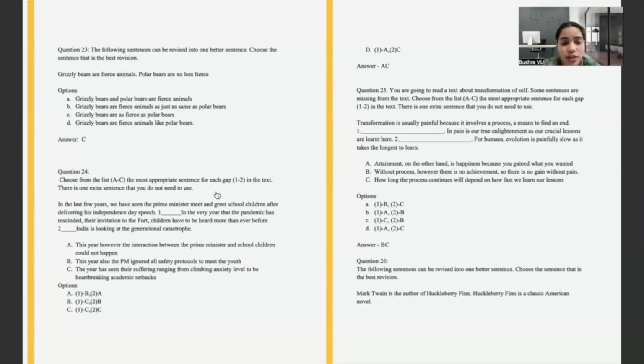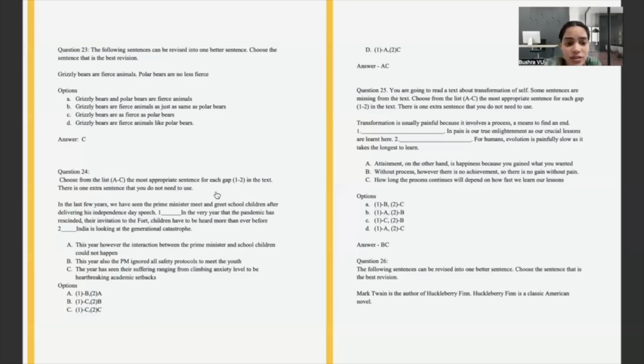See, this is what I've told you, right? Look at the correlation between the sentences. Okay. So out of the 3 sentences: this year, however, the interaction between the Prime Minister and school children could not happen. No, it did happen because he was there to deliver the speech. This year also, PM ignored all safety protocols. This is a very negative statement, but if you look at the whole paragraph, it talks in a positive sense. So out of these 3, only A and C are happening. A and C are the only answers that you can go for.